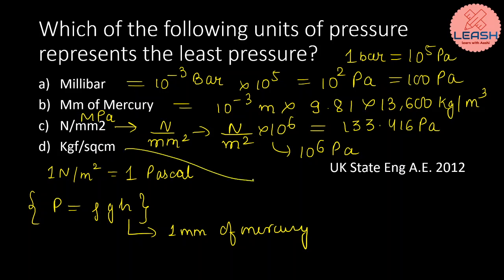Now let's check this also. Kilogram force per centimeter square. In the MKS system, this is the unit of pressure. So kilogram force is equal to 9.8 Newton, and centimeter square, if I convert into meter square, I have to multiply with 10 to the power 4. So again I am getting a larger number. So out of all these four options, millibar is the least pressure. Out of all these four, the least pressure is represented by millibar.